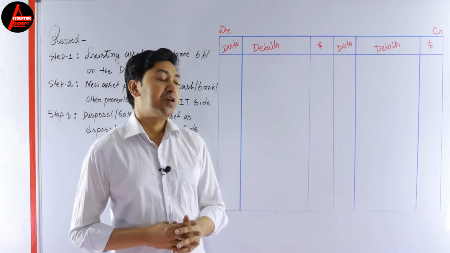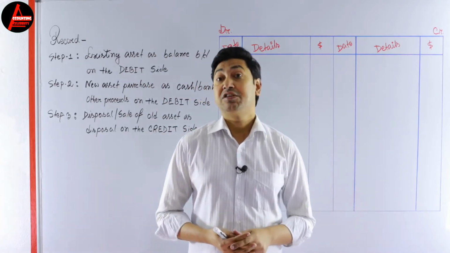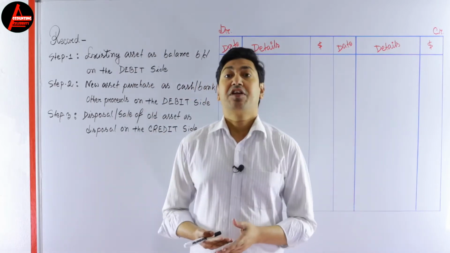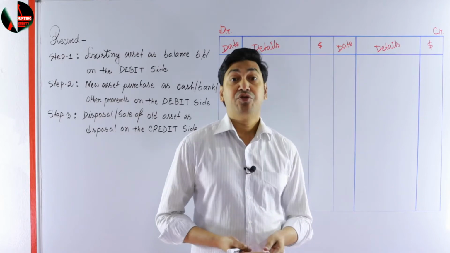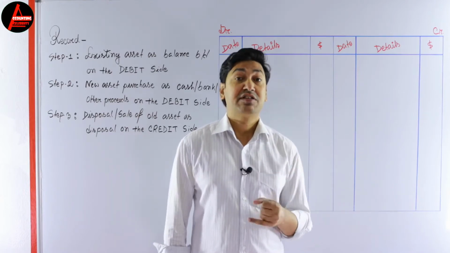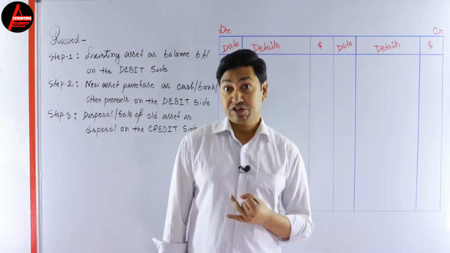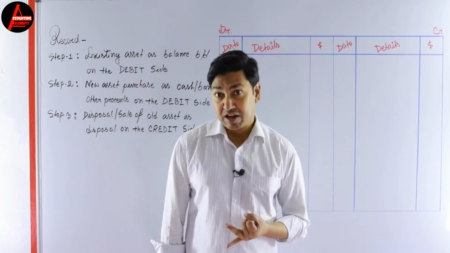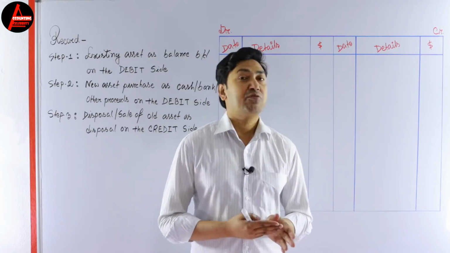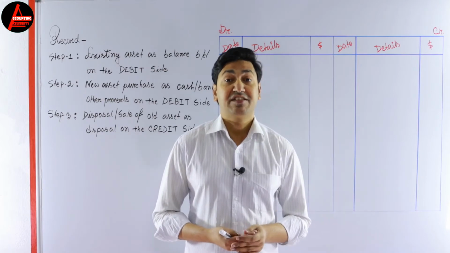Today in this topic we are going to discuss depreciation account. There are three parts of depreciation account. First one is the asset account, second one is the provision for depreciation account, and third one is the disposal account. So today in this first part I am going to show you how to prepare asset account.